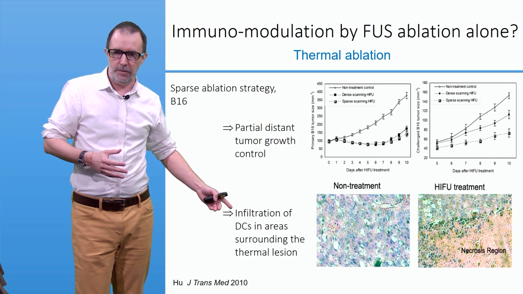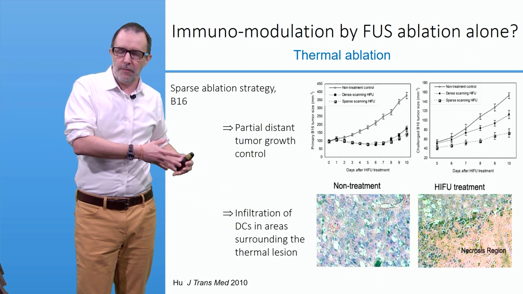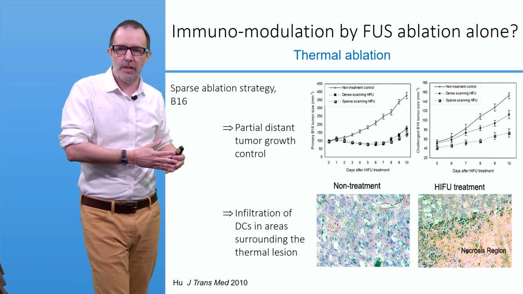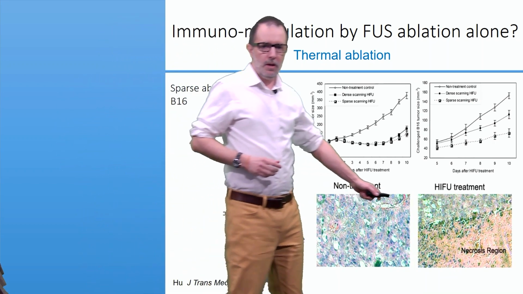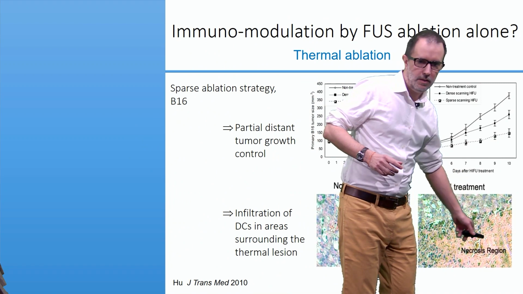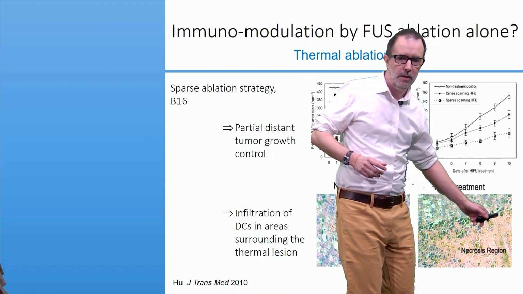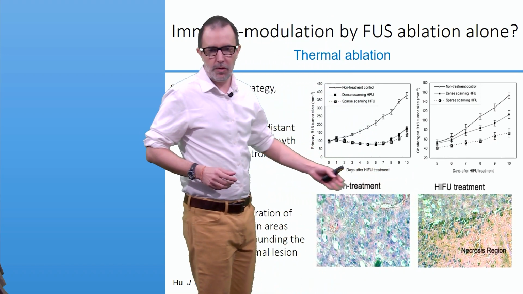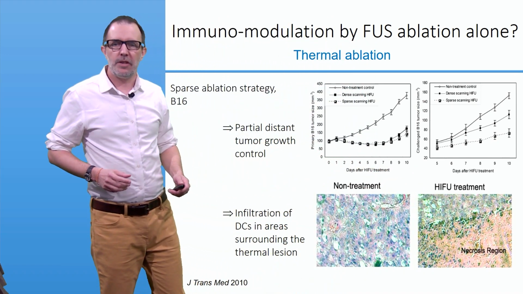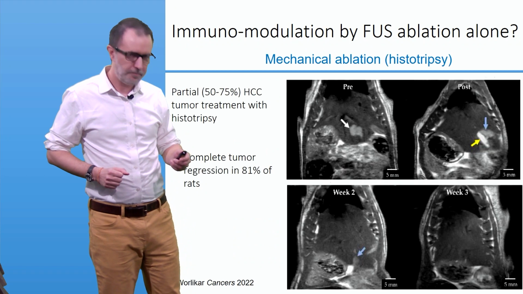Another very interesting observation is that in the case of thermal ablation, it seems that what is happening is not necessarily in the core of this necrotic ablated area, but more on the periphery, or the periablative zone. In this example, there is an increase of infiltration by dendritic cells.